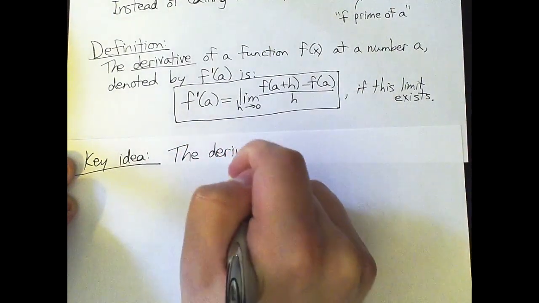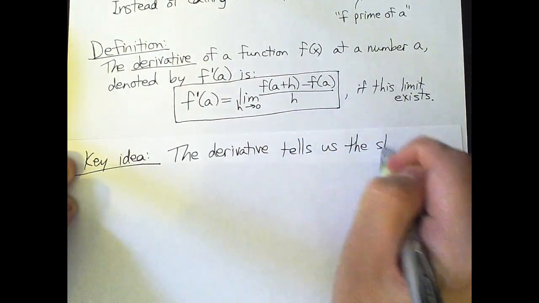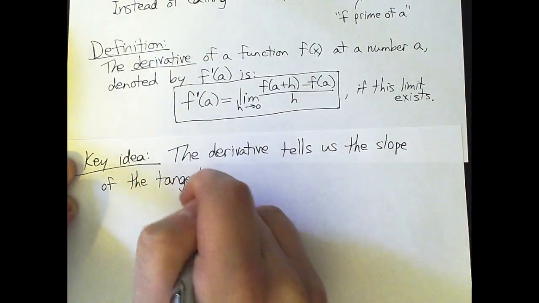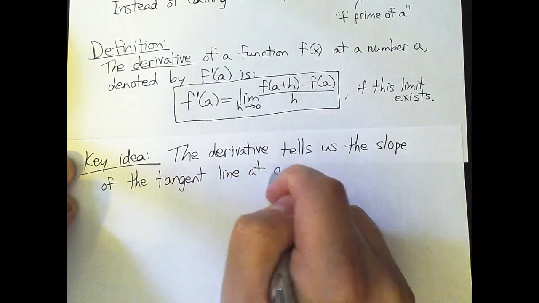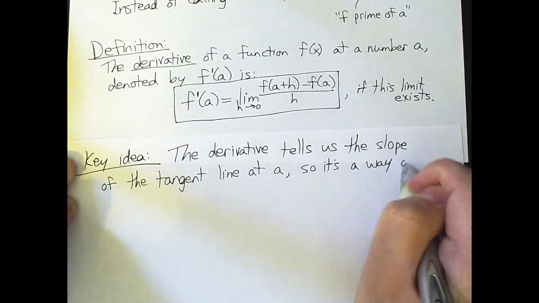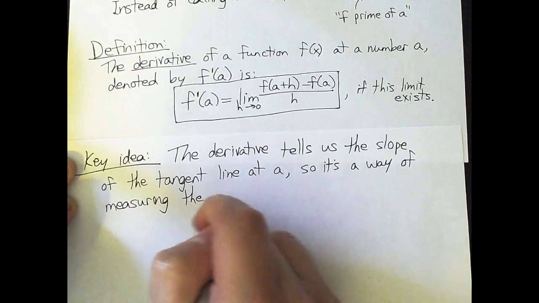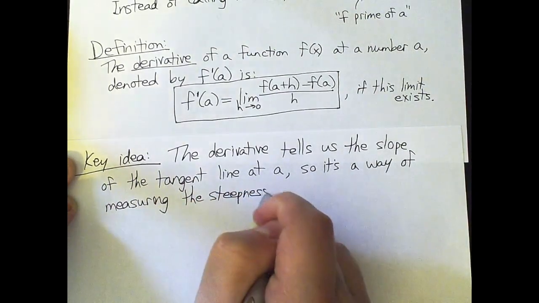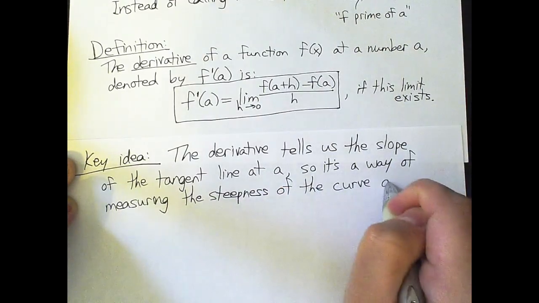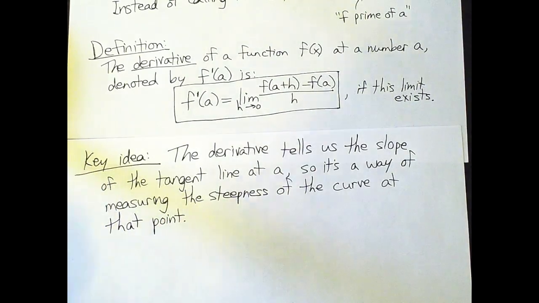The derivative tells us the slope of the tangent line at a, so it's a way of measuring the steepness of the curve at that point, at that point of interest.